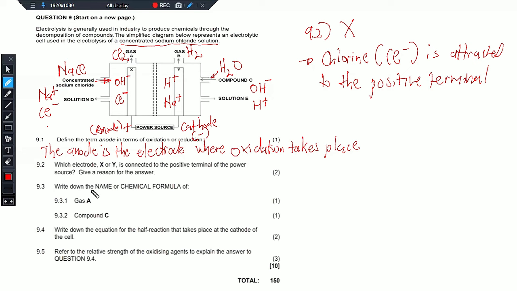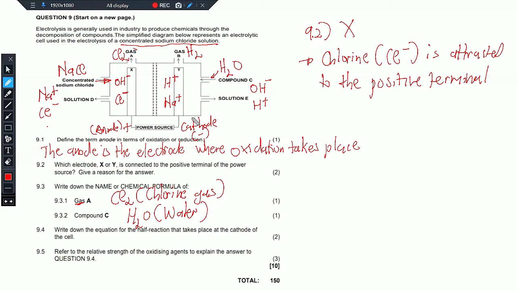Then 9.3 says, write down the name or chemical formula of gas A. So the gas that is collected there is your chlorine gas. So for 9.3.1, you want to say Cl2, or you write in words chlorine gas. They said name or chemical formula. And then compound C there is H2O, which, if you write it in terms of the name, is water.